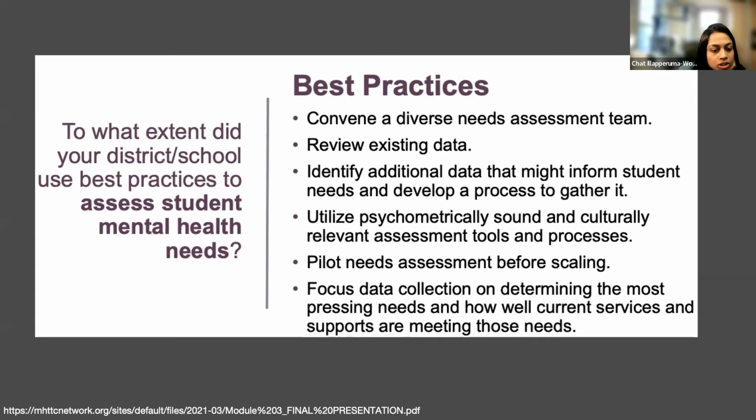And focus data collection on determining the pressing needs impacting students at all the tiers. So think about the multi-tiered system of support. You have groups of students across these tiers, and students in every group will have different needs. So if you're thinking, how do we categorize these? How do we identify different levels? That's some place that you can start.